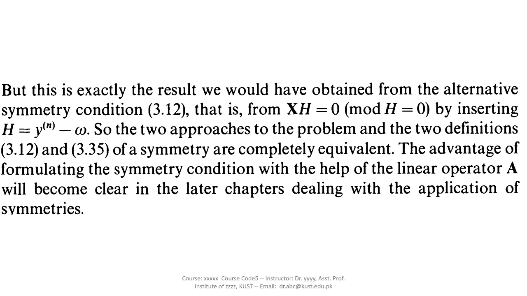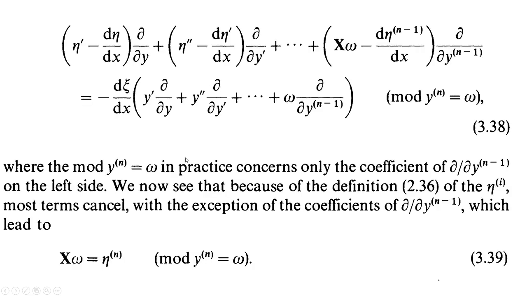So let's talk a little bit about the comparison. This is the first formulation. X operate on the differential equation gives me 0 given that h equal to 0 itself, and my h is equal to this thing, because the nth order differential equation is yn equal to omega. So bring omega over here: yn minus omega equal to 0. That is h.